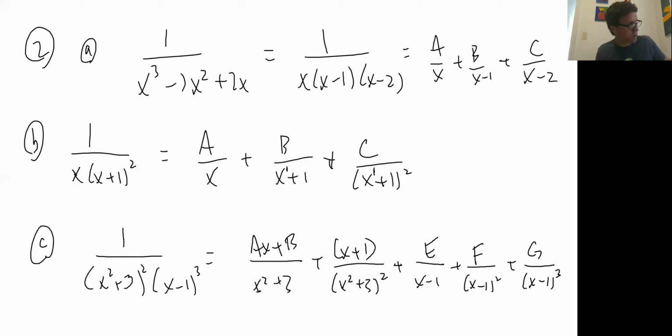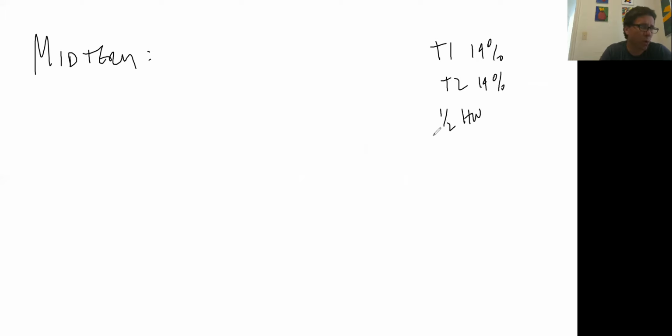The grades have been posted. If you're thinking about what the midterm grade looks like, overall, we've got test one, which is 14%. We've got test two, which is 14%. You've done roughly half the homework, which is about 7%. So that means we've completed about 35% of the points.